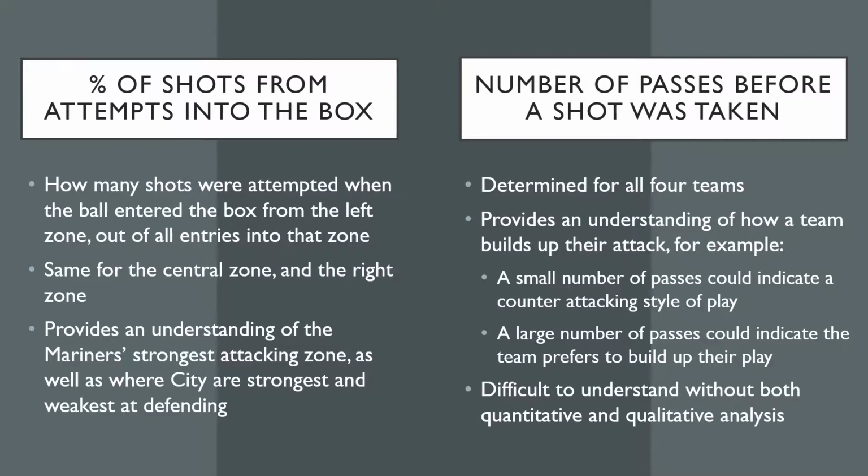For the number of passes before a shot was taken, this KPI was determined for all 4 teams and gives an idea of how the teams build up their attack. A small number of passes could indicate either a counter-attacking style of play, with long passes and fast movement breaking through the opposition's defence before they can get into position, or it could indicate that they press high and win the ball back close to their attacking goal, requiring only a pass or 2 before taking a shot.